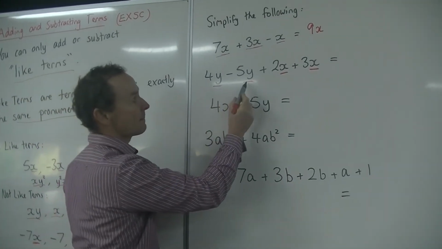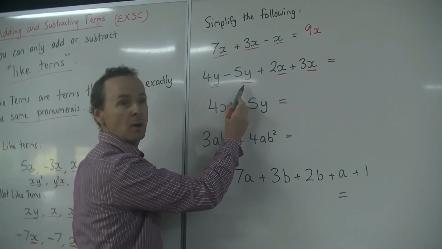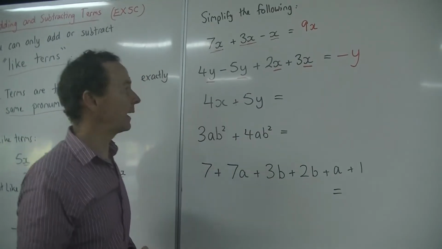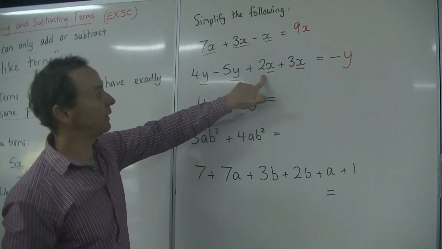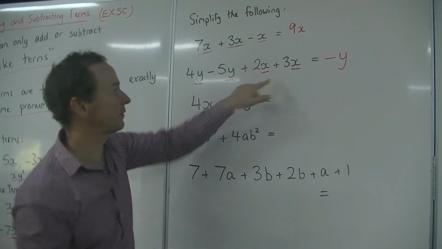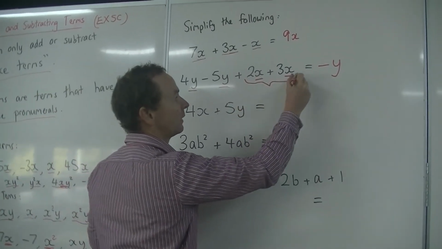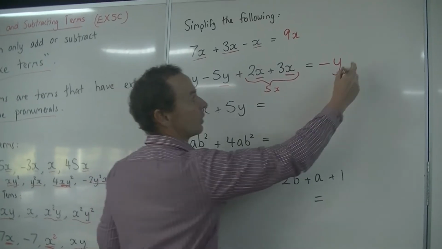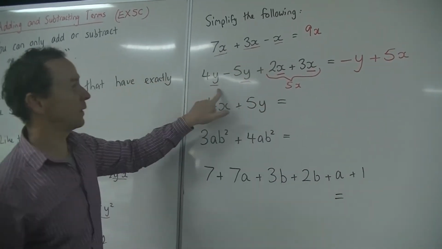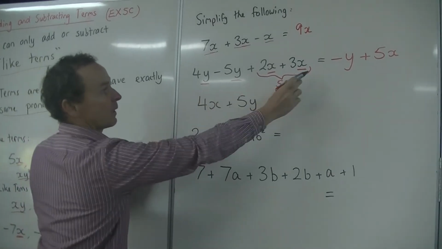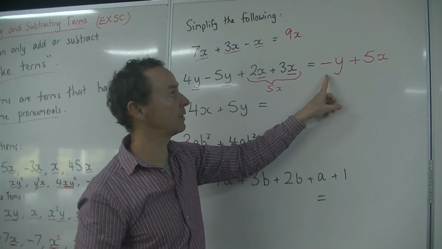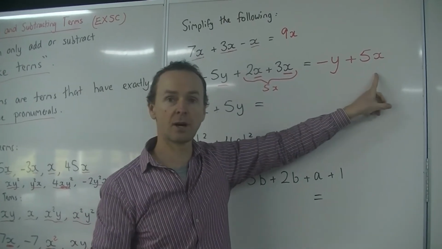So 4y minus 5y is negative 1y. So I'll write that here, and you don't write the 1, so negative y. And then, look here, we've got 2x plus 3x is 5x. So these two combine to make 5x. So we write down here, plus 5x. So to answer that question, these two combine to make minus y, these two add together to make 5x. So the answer is negative y plus 5x.